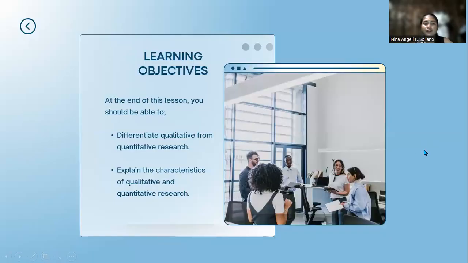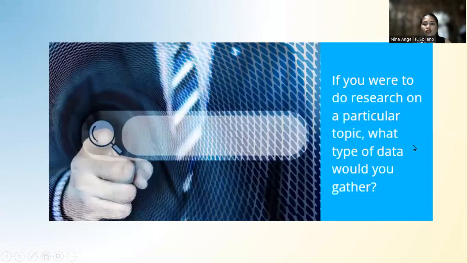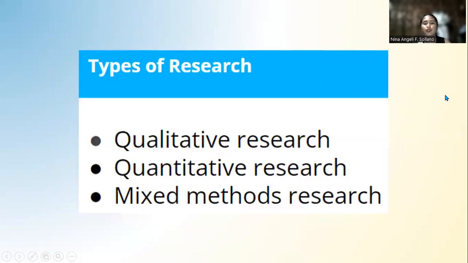So here are the objectives. At the end of this lesson, you will be able to differentiate qualitative from quantitative research and explain the characteristics of qualitative and quantitative research. We are going to answer these questions as we go along in our discussion. If you were to do research on a particular topic, what type of data would you gather and how would it be? Okay, so I hope this lesson will help you as you go along in your research journey.